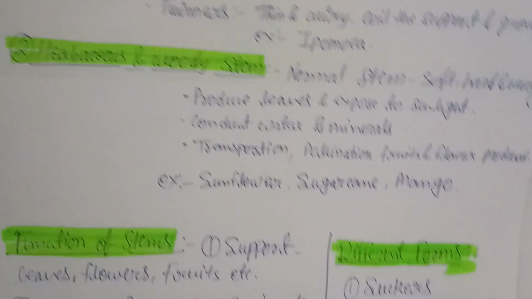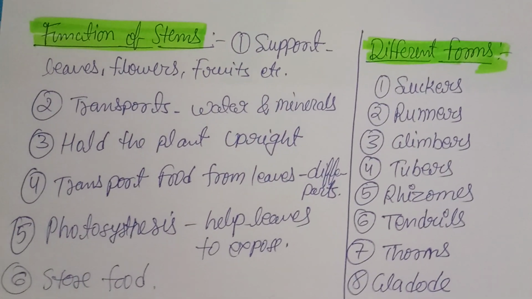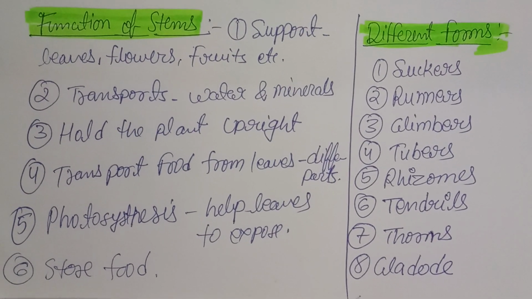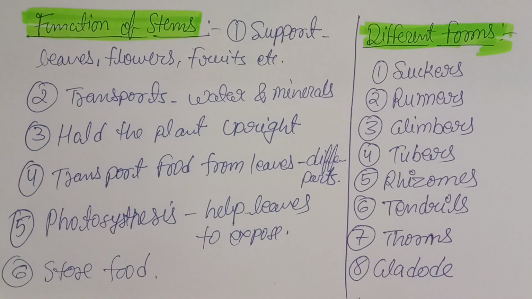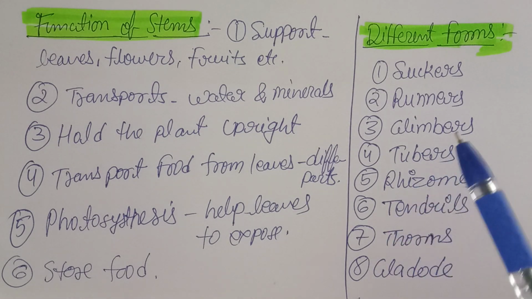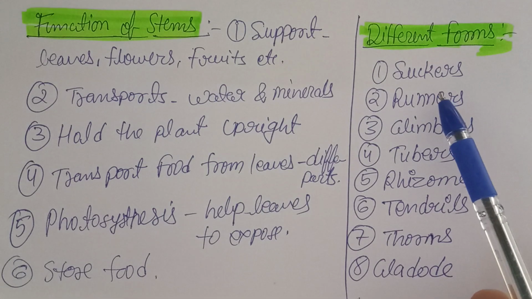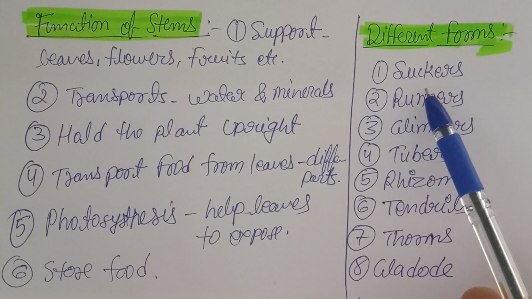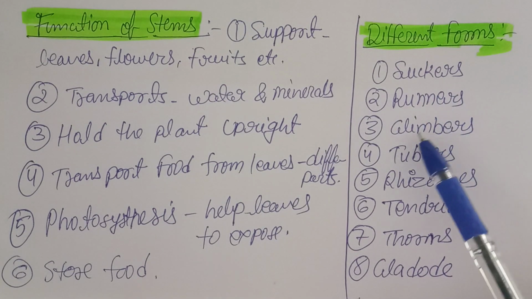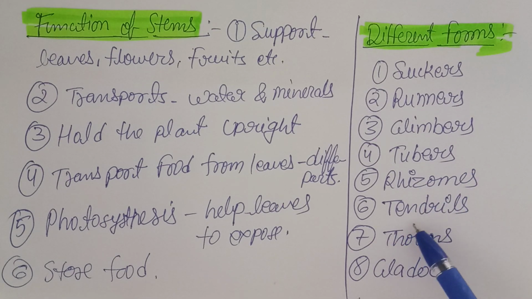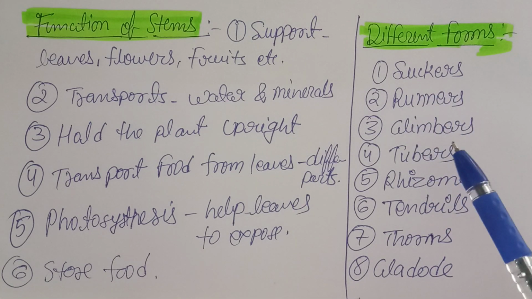Now the basic functions and the different forms of the stem. Let's discuss the different forms. The particular stem may take different forms, like suckers, runners, climbers, tubers, rhizomes, then tendrils, thorns, then cladodes. So these are the different forms of the stem.